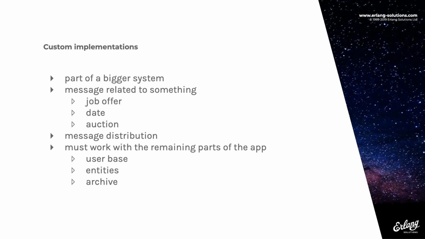Because otherwise there will be a hell of a confusion. And another aspect: it has to work smoothly with all the rest of the application that we are attaching our chat feature to. Because if you have something like dating or job search, you probably have a user base. You have these entities like auctions, like job offers. You have some archive. Message archive, in most cases, has to work for both parts of the system. So there's another level, which is integration. And it's again a non-trivial task to get it right.